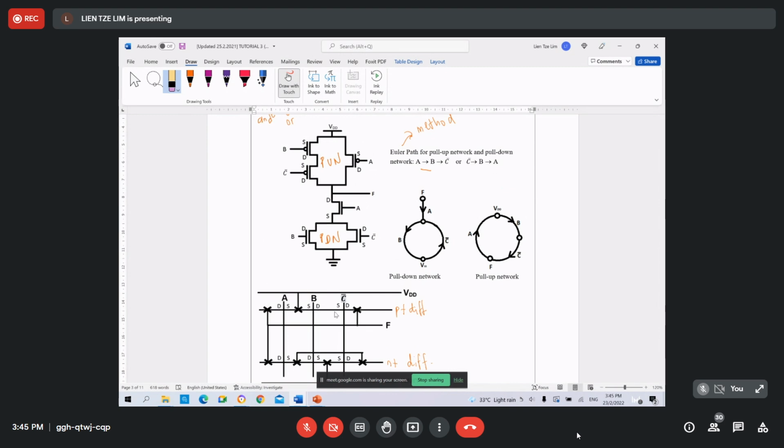So straight away we can label this as the source terminal. This is in series, and then this is the drain terminal of the transistor with C bar. These drain terminals will be connected to the output. Not only is it the drain terminal of the transistor with input C bar, it is also the drain terminal of the transistor with input A.